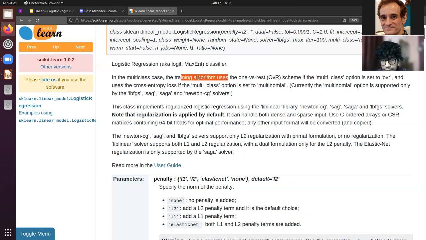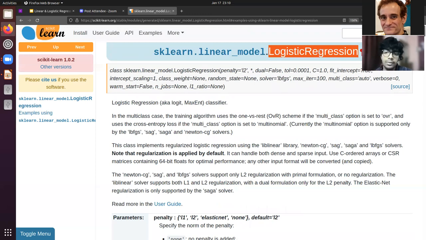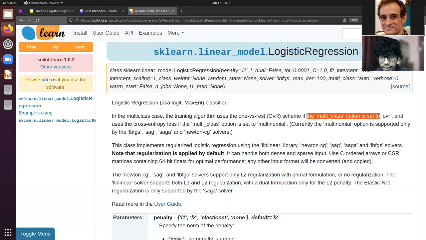Now, in multi-class cases, scikit-learn's logistic regression handles them automatically. The idea is the one-versus-rest approach. If the multi_class option is set to OvR, it uses the cross-entropy loss. What is cross-entropy loss? What is binary cross-entropy loss, and multi-class cross-entropy loss? This is something I'll discuss in much more detail in neural networks for images. I think that is a better place to discuss this.